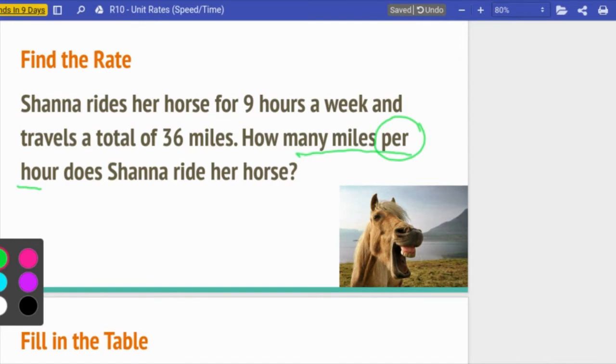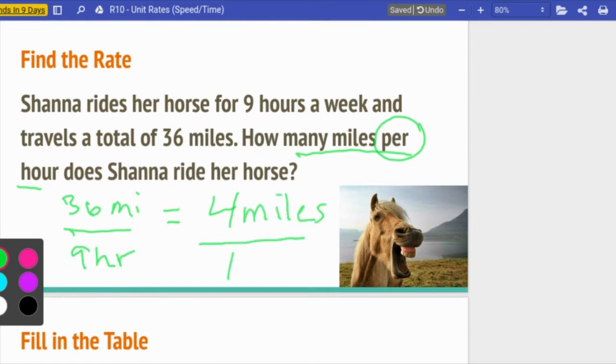So we want to divide to get to 1. So we have 36 miles in 9 hours. So let's scale that down by 9. Let's do 36 divided by 9. And that means she is going 4 miles per hour. So how many miles per hour does Shanna ride her horse? 4 miles per hour.